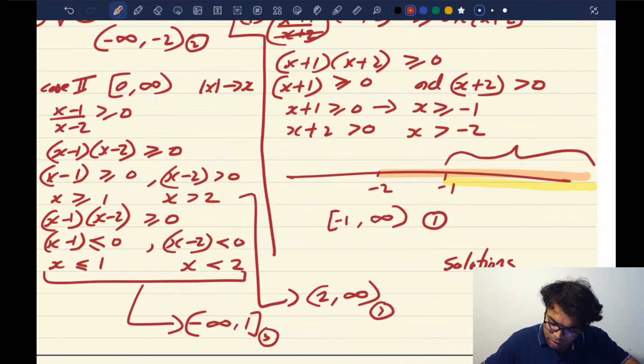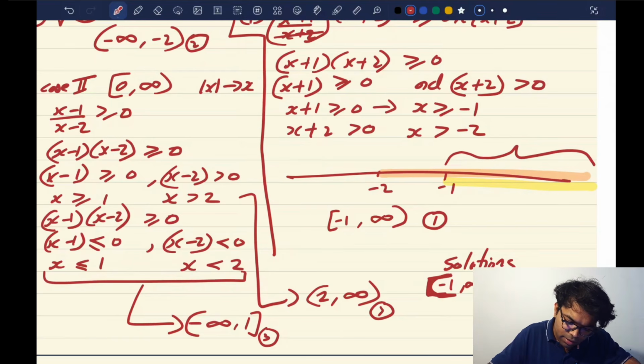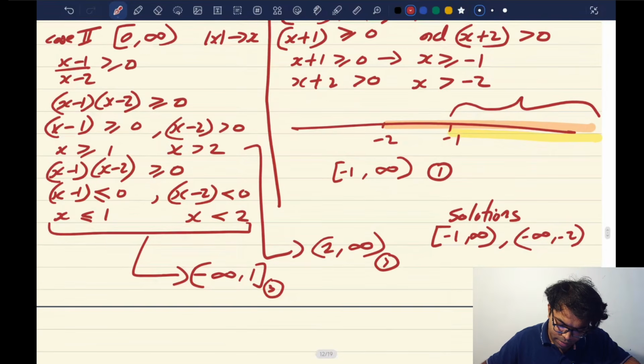You have minus 1 to infinity, sorry, okay, and then you have minus infinity to minus 2, you have 2 to infinity, you have minus infinity to 1.